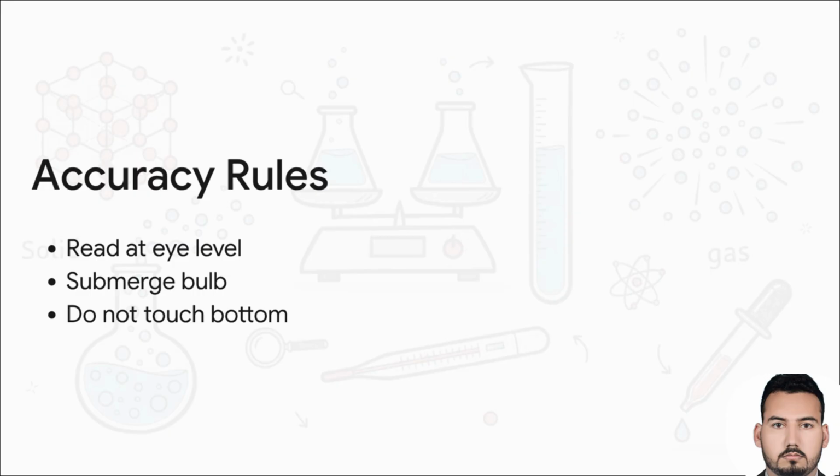First, just like with volume, your eye must be level with the top of the liquid inside the thermometer scale. Second, the bulb at the bottom needs to be fully submerged in the water. But here is the ultimate lab secret that ruins so many beginner experiments. The bulb must not touch the bottom of the beaker.